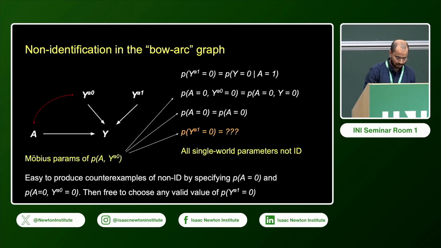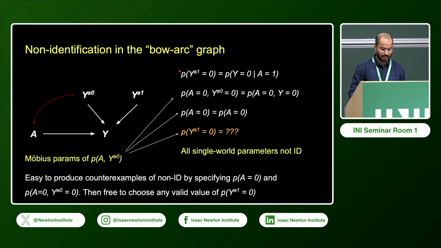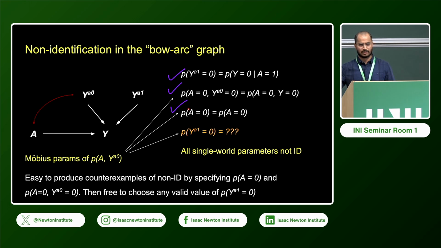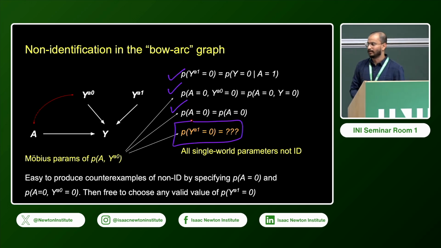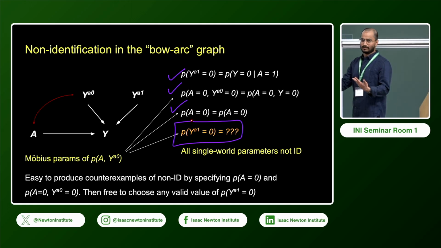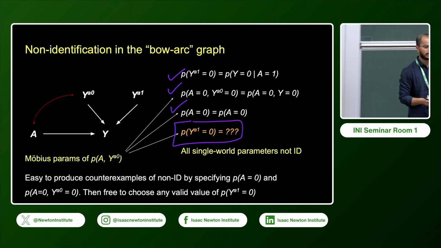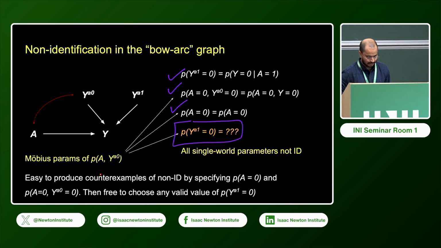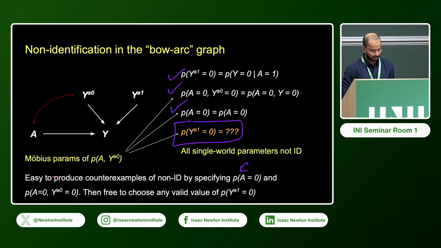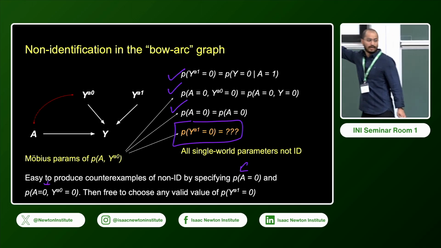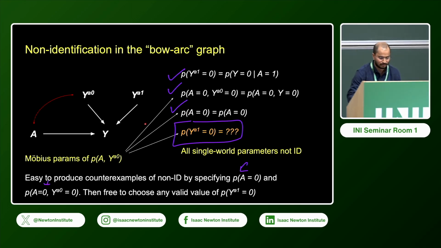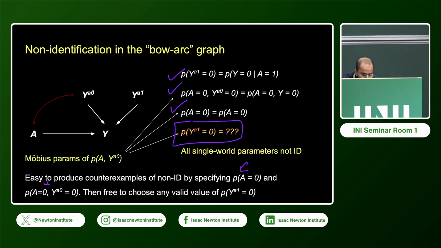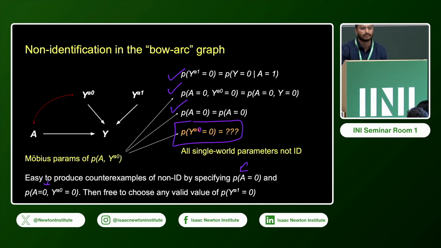Okay. So let me show that to you just more explicitly. So this is ID, this is ID, this is ID. They have some bijection with observed data parameters. That must mean that this guy is not ID. And in fact, you can construct, again, a really dense set of counterexamples where you specify P(A equals 0), you specify this joint probability, and then you can do whatever you like with P(Y^{a=0}). Oh, I'm sorry, this should have been P(Y^{a=0}).